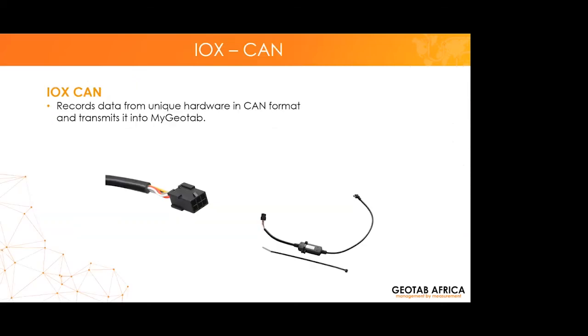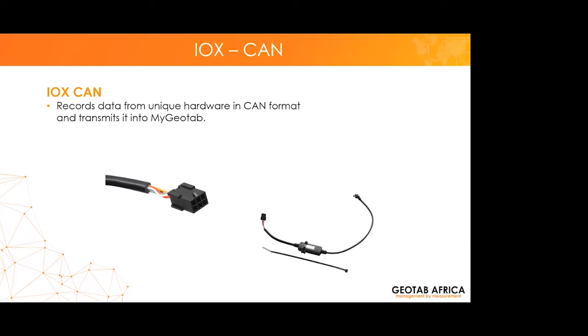IOX Scan. Geotab is always looking for a way to provide more customization to our products and providing the customer with more and more data about their fleet. The IOX Scan is a perfect example of our commitment to extending the functionality of the Go device even more. With IOX Scan, the customers can incorporate a wide variety of third-party products to report data to My Geotab.